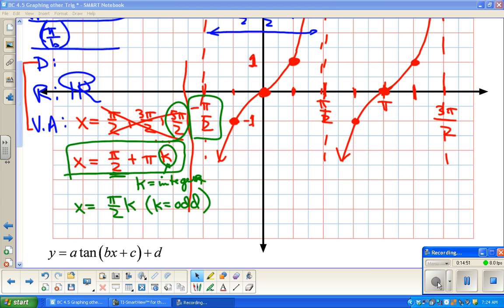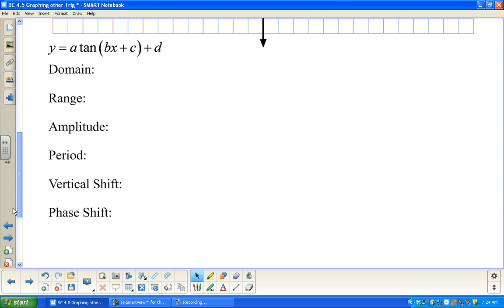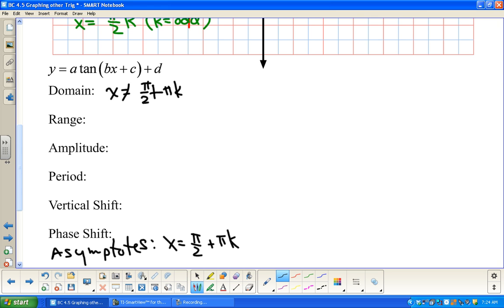Okay, this is a lot of time spent on this. Again, these values are going to work the same way. Domain is going to be x not equal to whatever those asymptotes were. Oh, I didn't put asymptotes in my list. Okay, and we already wrote this, so I'm going to be really quick about it. Range, all reals, no amplitude, pi for period, and that's it.